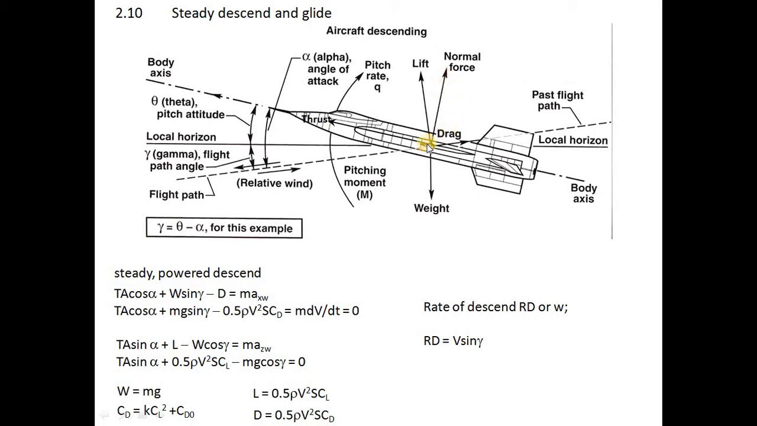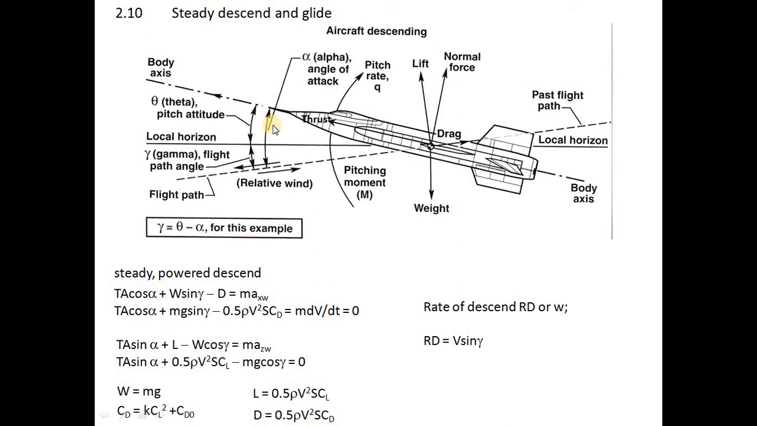Now, if you look at the axis, the body orientation: the body is at theta, or pitch attitude, with respect to the local horizon, but the aircraft is moving in the direction of the relative wind, at the angle of gamma, or trajectory angle, with respect to the local horizon. So this shows that although the body of the aircraft is heading upward, its motion is actually heading downward with respect to the local horizon.